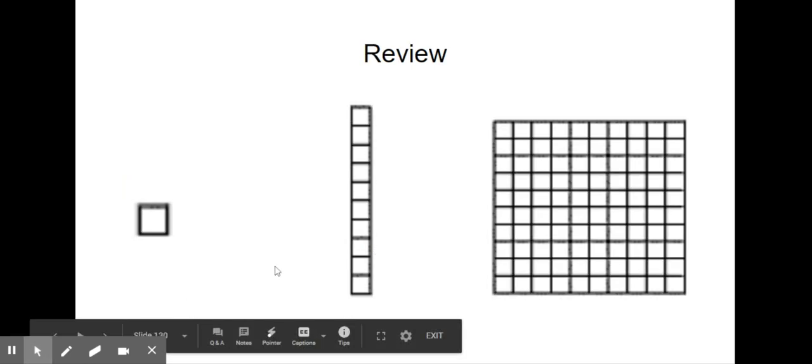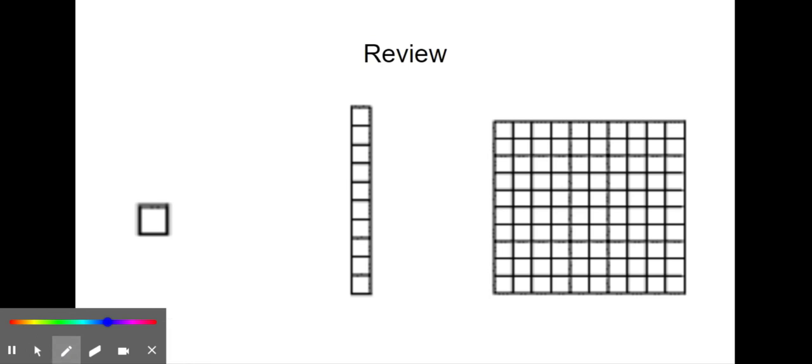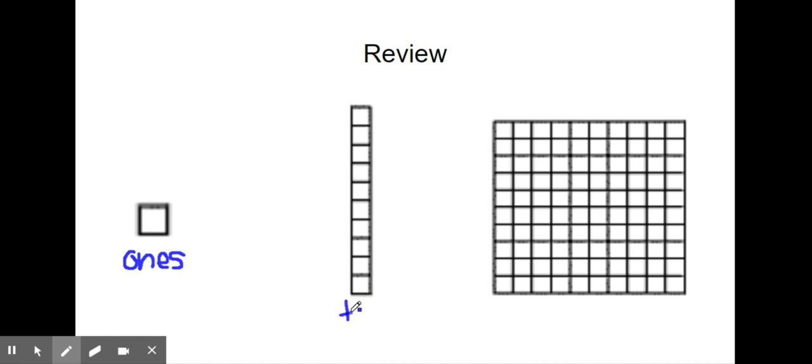Okay, we are going to do a little bit of review. We are reviewing these last couple of weeks of our distance learning so that we are prepared for the 3rd grade. So this square that you see here represents a 1 or ones, right? Whenever we're using models, our base 10 blocks, to represent numbers. This would represent a 10. And this one is a 100.